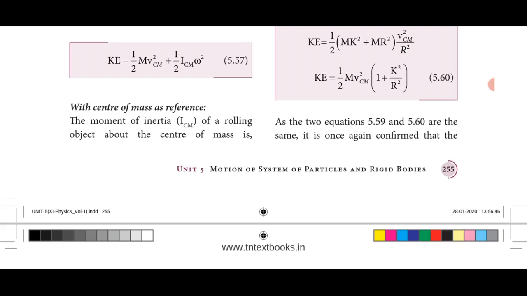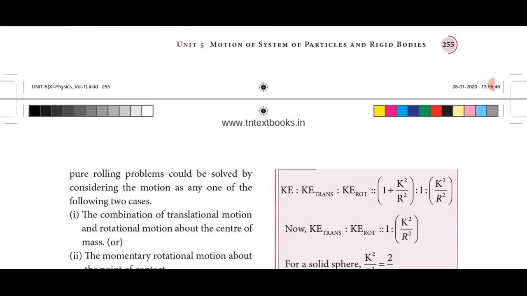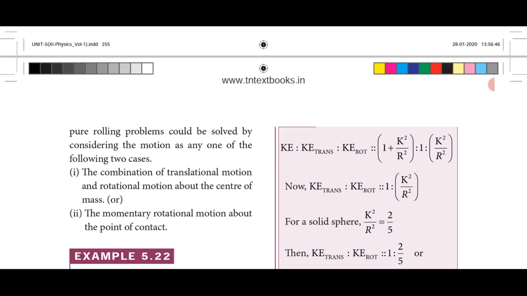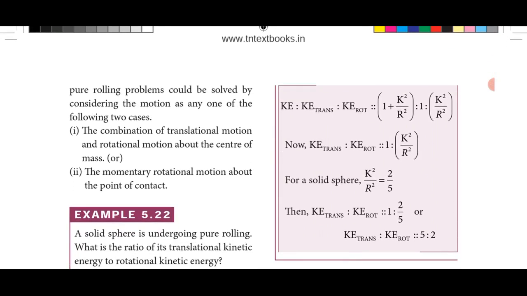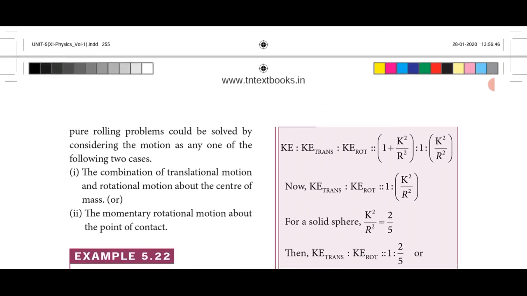As the two equations are the same, it is once again confirmed that pure rolling problems could be solved by considering the motion as any one of the following two cases: the combination of the translational motion and the rotational motion about the center of mass, and the momentary rotational motion about the point of contact. So these are the conditions. These two are very important. You will get this in the 3 mark or 2 mark.